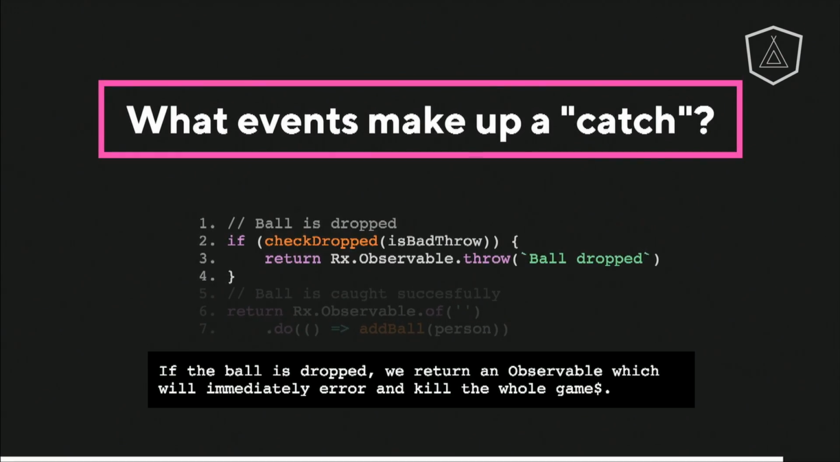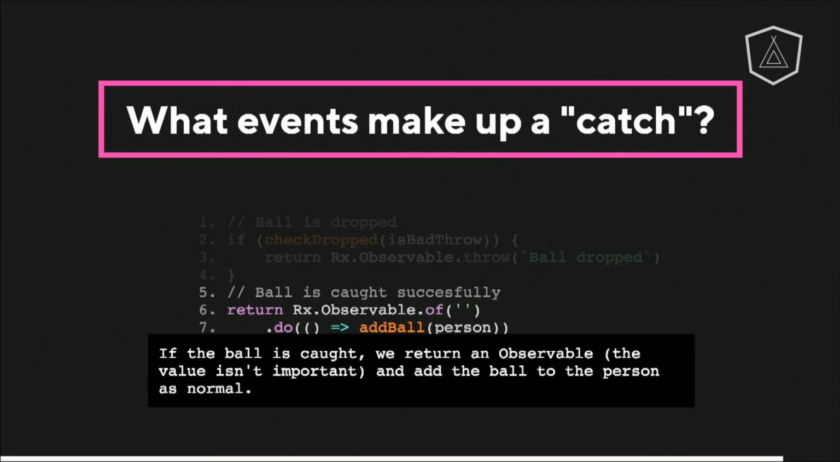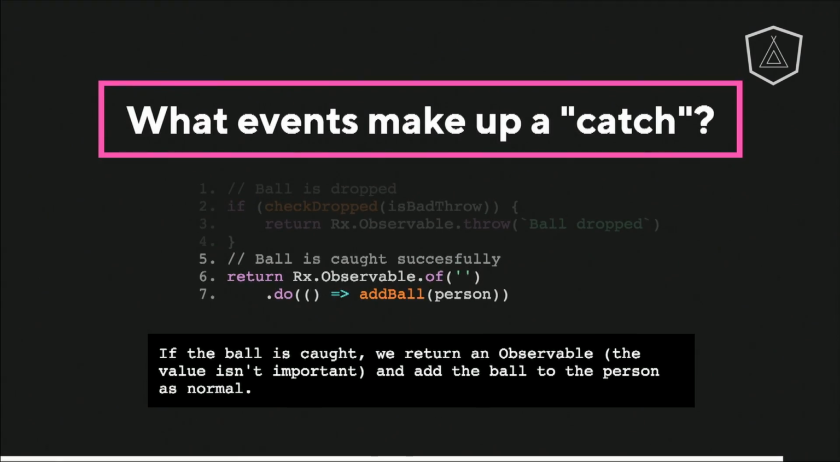And by using this throw static method on the observable, we can create an observable which immediately fires its error event. And so this will have a cascading effect and kill the whole game because the ball has been dropped. If it's not been dropped and we caught it successfully, again, we're just going to create an empty string stream that we don't really care about the value. We're just going to add our ball. So this will keep the stream going, and then we'll kick into our repeat, and so we'll keep going. So if we successfully caught it, the game will keep going.